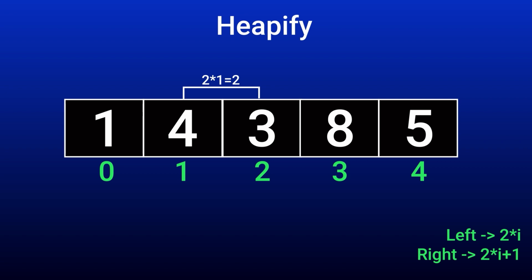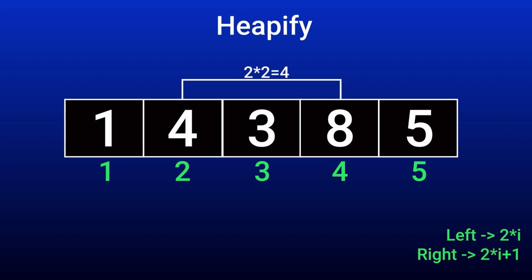Okay. Yes, if we start our array at index 1, we get the correct results. Now, let's see what is the left child of the second indexed element, 4. So, 2 times 2 is 4, and the element at index 4 is 8, and yes, it holds the property. Now, what is its right child? 2 times 2 plus 1 is 5, and the element at index 5 is 5. Yes, it holds the property.